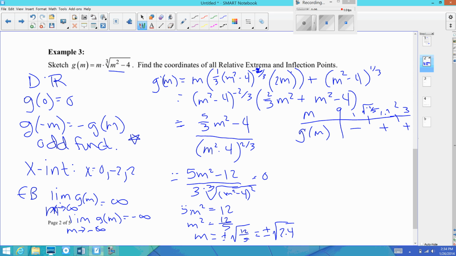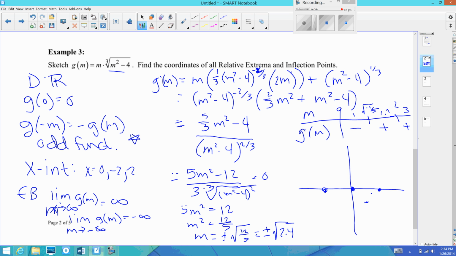So it says sketch the graph. That's what I'm trying to do here. All right, so if we look at this, I know that I'm going through 0, 0. I also know that I have a relative minimum right here at the square root of 2.4. So maybe somewhere down here. Okay, and I have x-intercepts at 2 and negative 2.